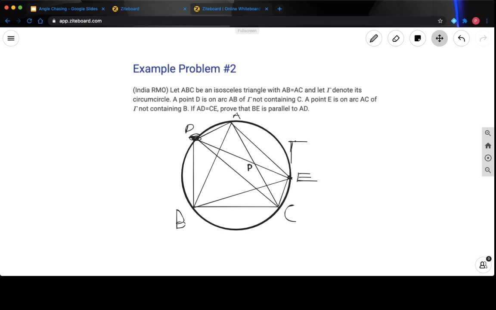One of the two ways to do this is to show that angle DAB is equal to angle ABE, right? Since they're alternate interior angles. And once we can do that, that tells us that DA is parallel to BE, which is what we're trying to demonstrate. So let's first begin by doing some angle chasing.